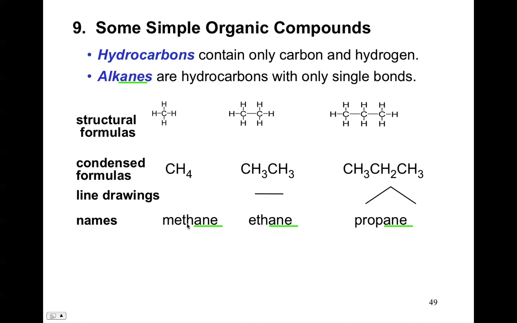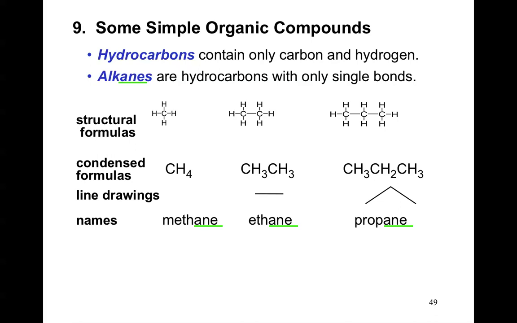Certainly you've heard of methane as well. It's also known as swamp gas, right? Or marsh gas. Propane is used in outdoor grills, right, as a source of fuel. And if we have 4 carbons in a chain, we call that butane, B-U-T-A-N-E.